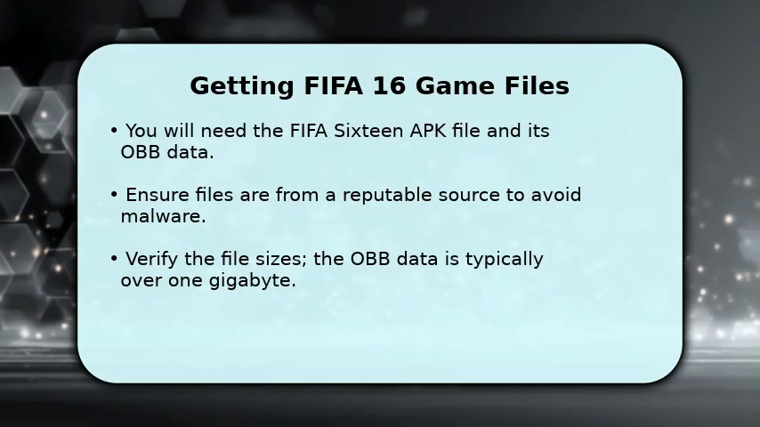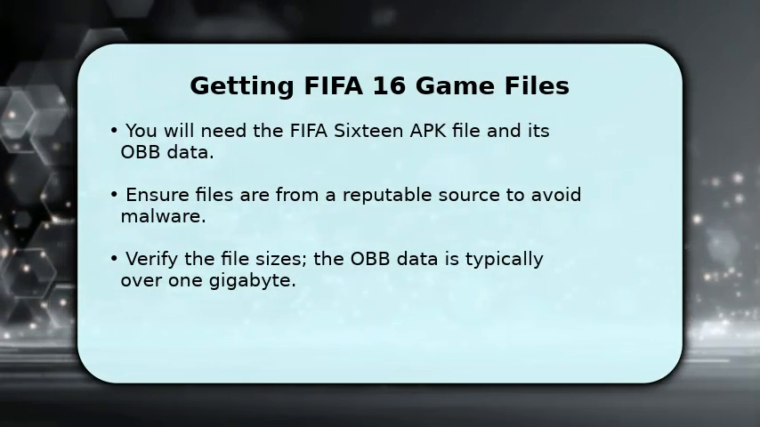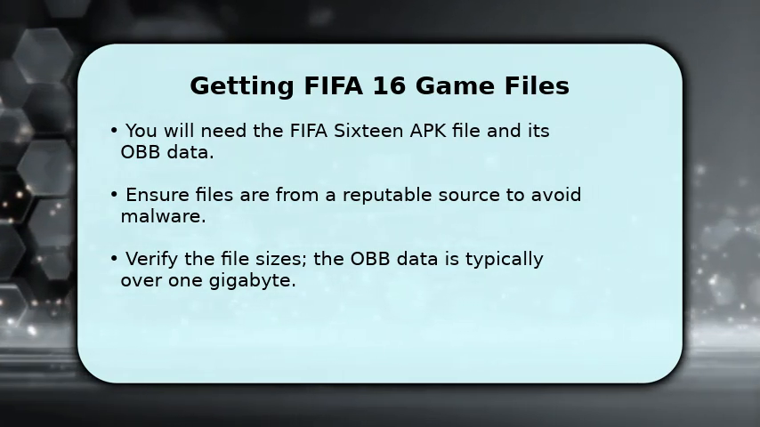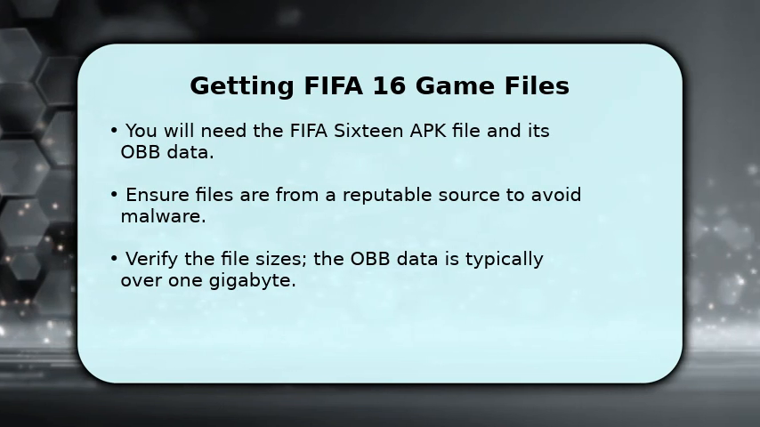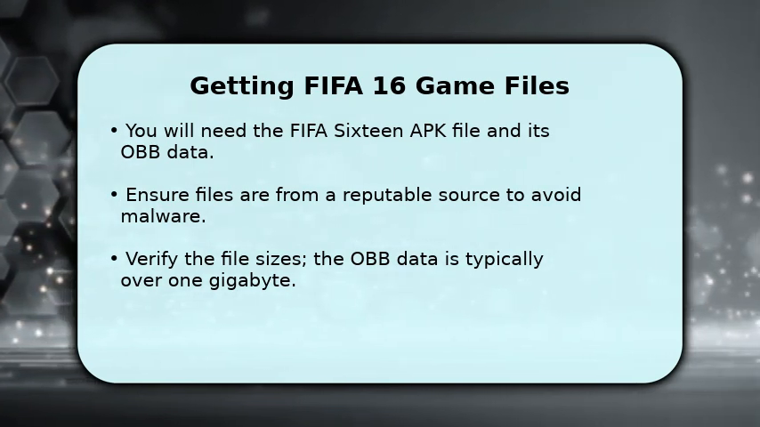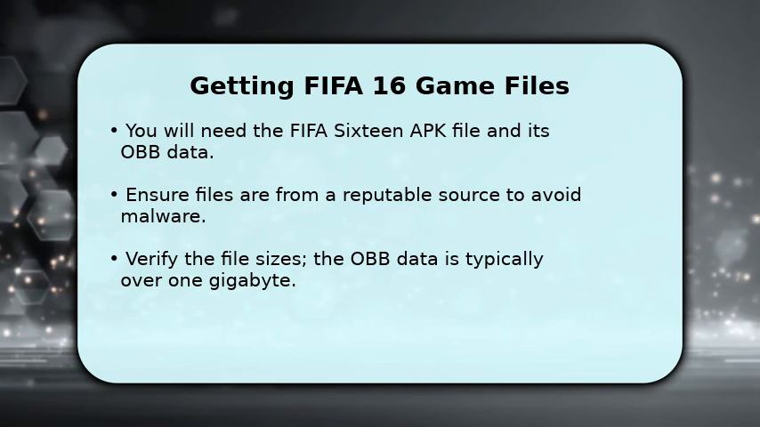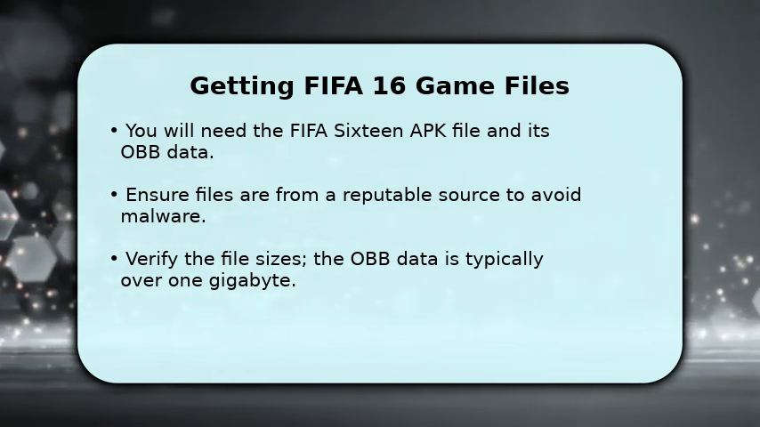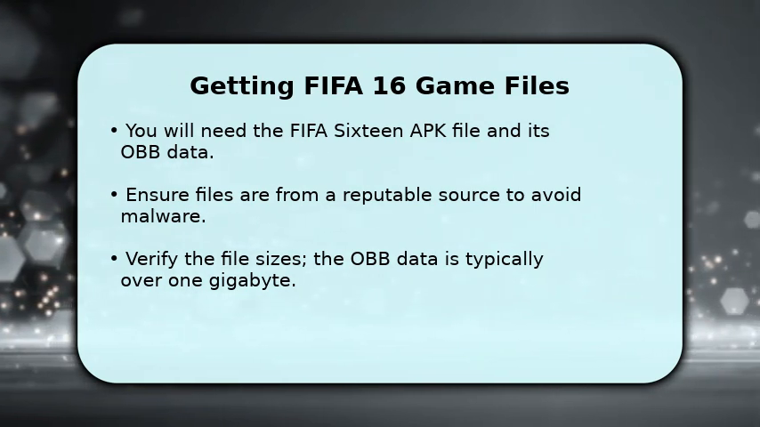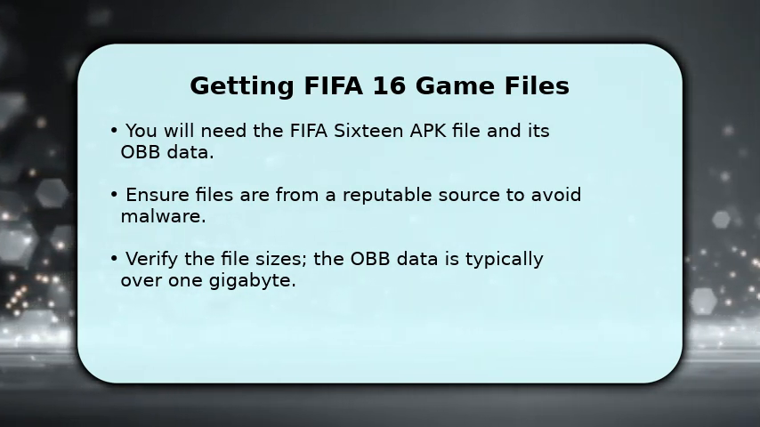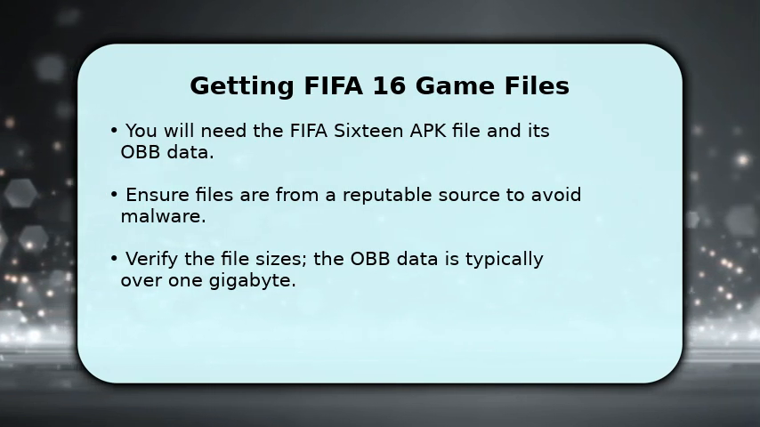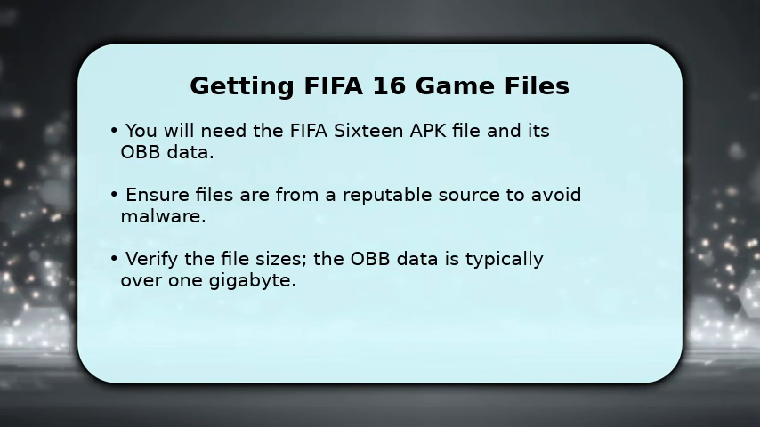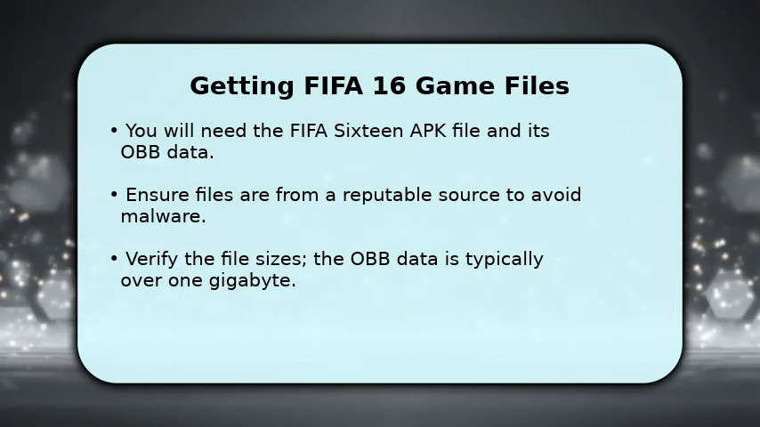To begin, you will need to acquire the necessary game files for FIFA 16. This typically involves two main components: the APK file, which is the application installer, and the OBB data file, containing the game's assets. It is crucial to download these from a trusted source to protect your device from potential security risks. The OBB file, in particular, is quite large, often exceeding 1 GB, so ensure you have sufficient storage space and a stable internet connection for downloading.